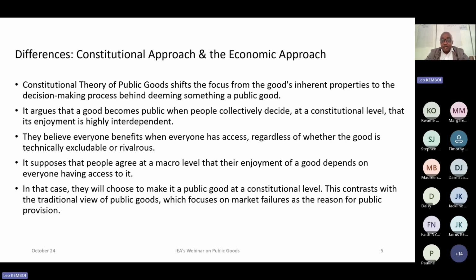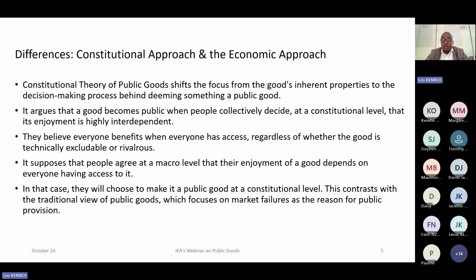And again, the argument is that when people collectively decide at constitutional level, enjoyment is highly interdependent. Another difference is that for the constitutional approach, everyone benefits when everyone has access, regardless of whether that good is excludable or rivalrous. And again, at the macro level, people agree that the enjoyment of that good depends on everyone having access to it.